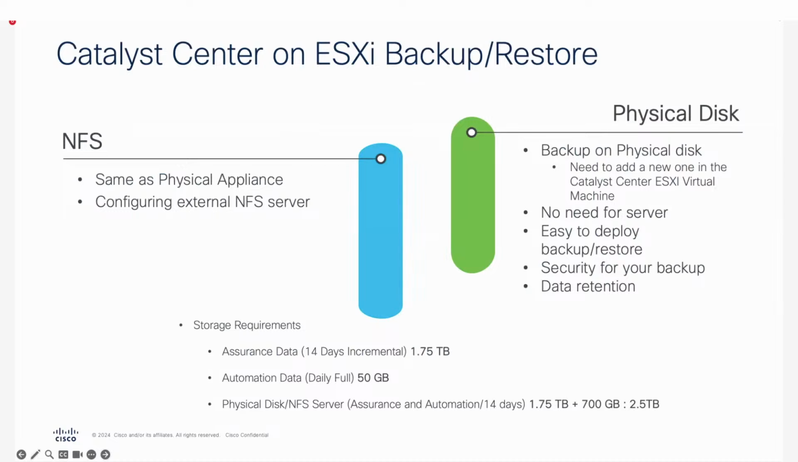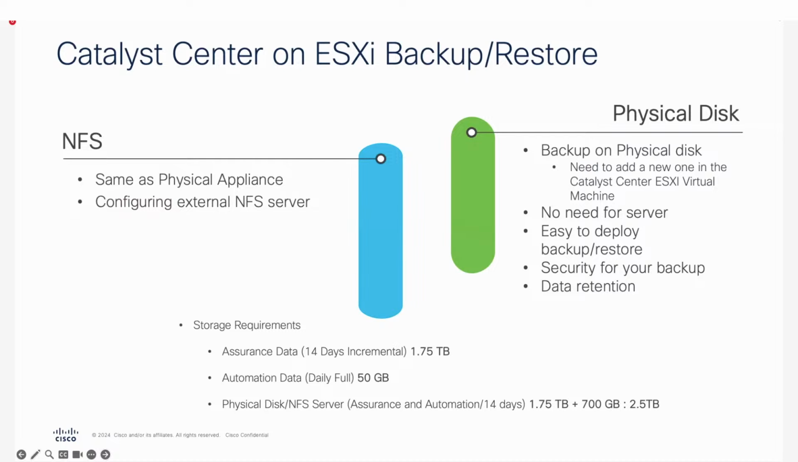As for the backups, Catalyst Center on ESXi will give you two options to create a backup. You can still use the same as a physical appliance, configure an external NFS server, or you can go with a physical disk. With this, you will have flexible storage. You can have the physical disk attached to your virtual machine, and then you create a new space on the disk that you have in there. And you won't need an extra server. It will be very easy to deploy the backup and restore. The data will be secure, and the data retention will be based on your virtual machine.